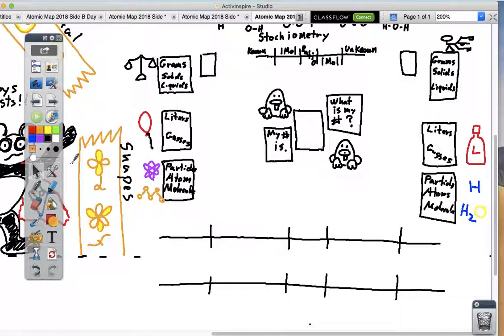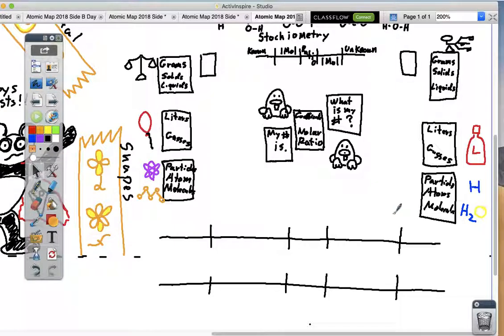Okay, now, how do we go from mole to mole? Well, we have a balanced chemical equation. When we have a balanced chemical equation, we have ratios. Those ratios come in the form of coefficients. So, in this box, we're going to use the coefficients, or the molar ratio, M-O-L-A-R, R-A-T-I-O, the molar ratio. Okay?